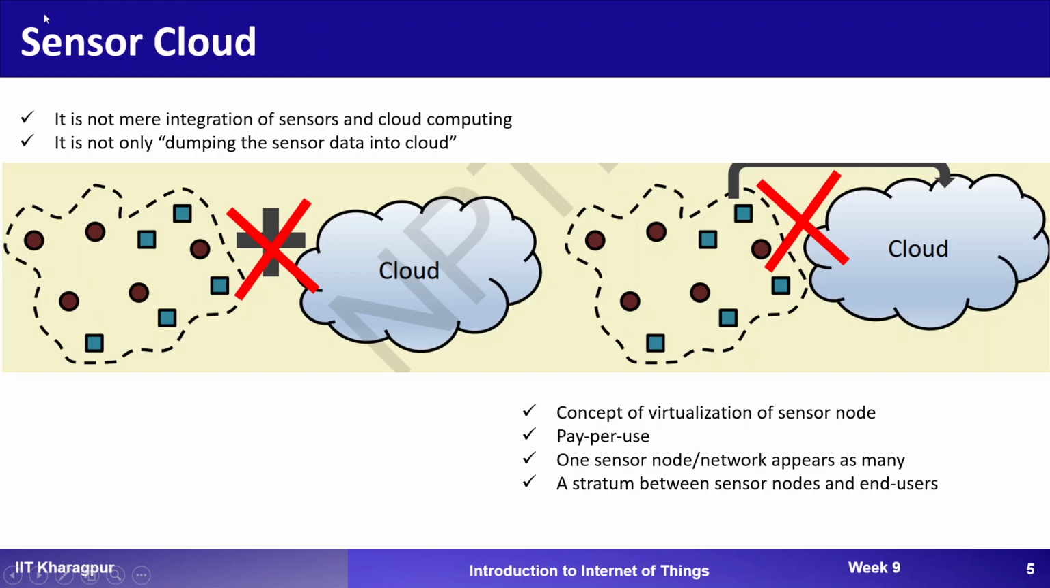In the case of sensor cloud, various sensors are present and we can access the sensor which we want to use, and on the basis of the sensor we are using and the amount of time for which we are using that particular sensor, we have to make the payment. One sensor can appear as many because one particular sensor can be used by multiple applications. All the applications which are running may think that they are using different sensors, but in actuality one sensor can perform the functionalities for various applications.